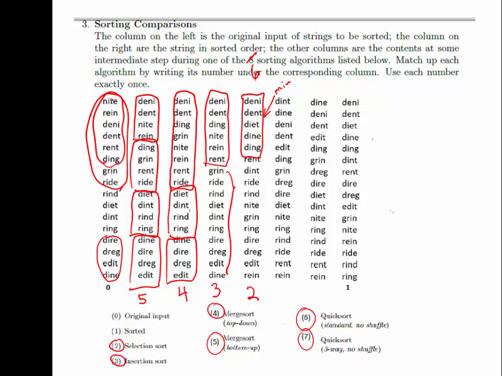Now in this case, if you look at nine, the nine has come here. So all the things that are bigger than nine are on this side, less than nine on this side. This means this has to be one of the quicksorts. Same thing here. This has to be nine actually.